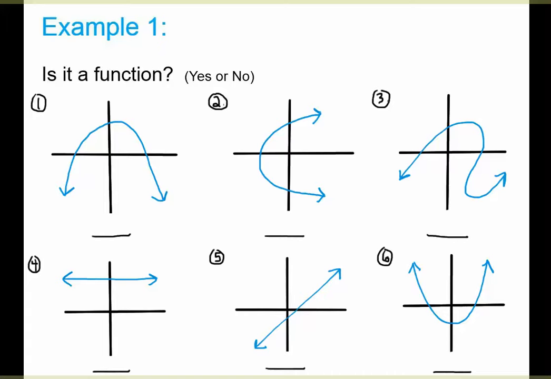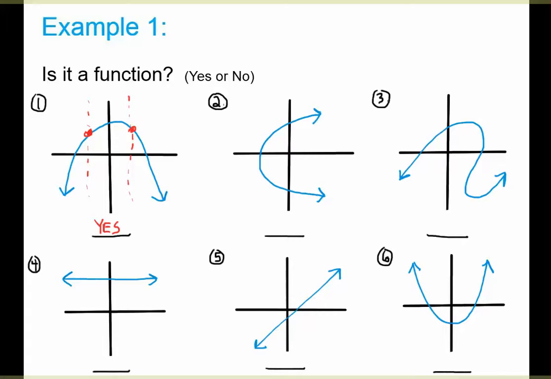Okay, number 1, did you think yes or no? Hopefully you came up with yes. It is a function, and the reason it is a function is because it does pass the vertical line test. And I'm not really good at drawing the straight dotted lines here. But anywhere I would draw a vertical, completely vertical dotted line, it's only going to cross in one place. So each input only has one output.